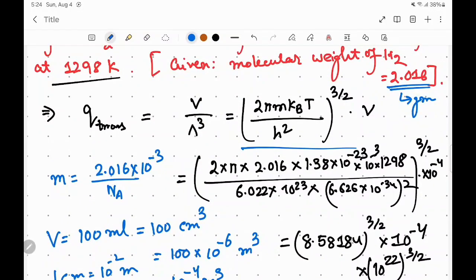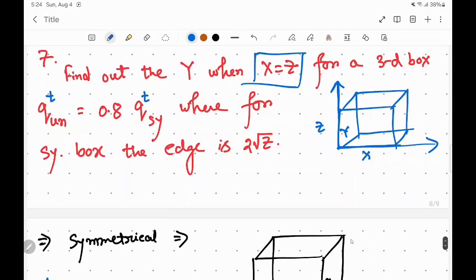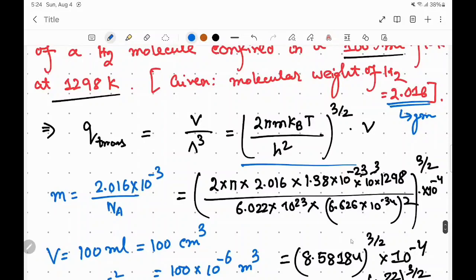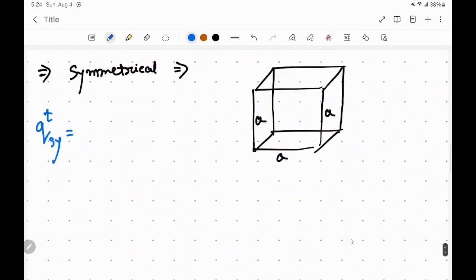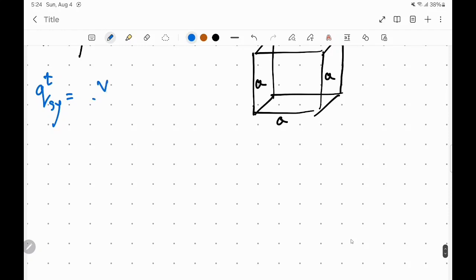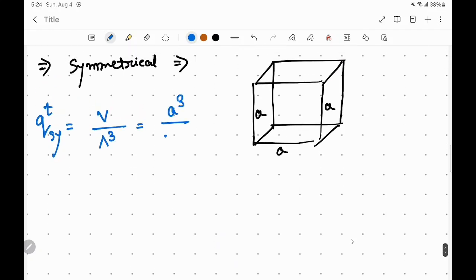So it is just 1 by lambda cube. So it is V by lambda cube, because this lambda is totally independent of the box. It may be a symmetrical box, it may be an unsymmetrical box, but this lambda is the same. This does not depend on that. So you can consider this just V by lambda cube, and V will be a cube by lambda cube.